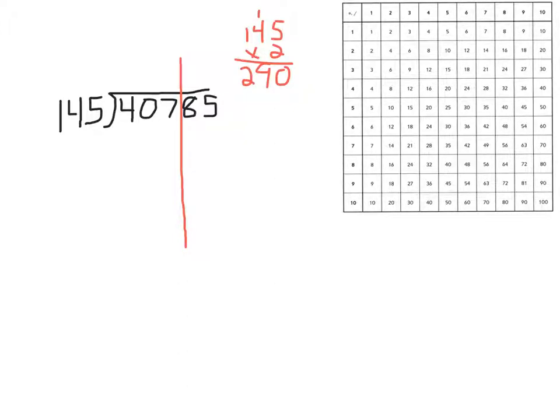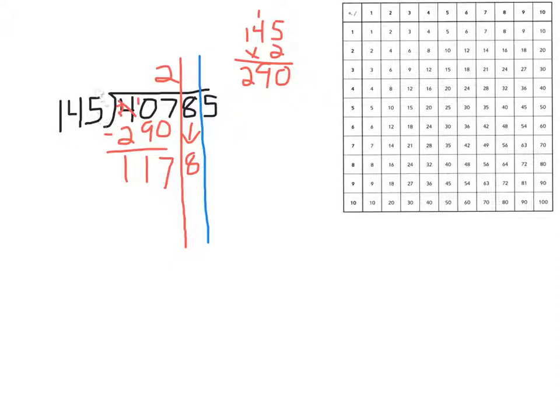So that 290 needs to line up here with my 407. And that's what I'm going to be subtracting. Since I multiplied by 2, I need to put that above my 7 here. Then I do my subtraction. 7 minus 0 is 7. I can't take 9 from 0, so I have to borrow. 10 minus 9 is 1. That became a 3. So 3 minus 2 is 1. 117.